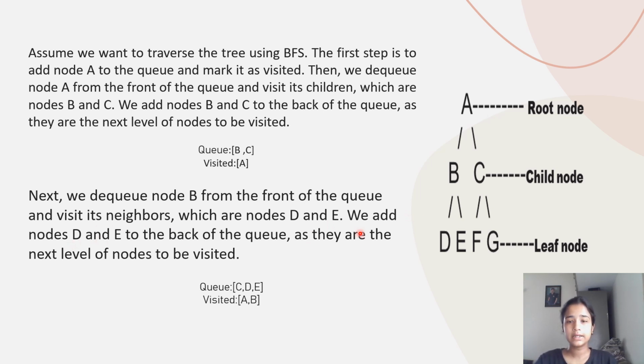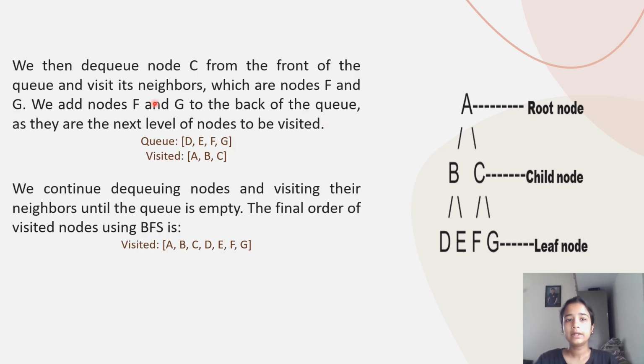We add nodes D and E to the back of the queue as they are the next level of nodes to be visited. We then dequeue node C from the front of the queue and visit its neighbors, also known as children, which are nodes F and G. So we add nodes F and G to the back of the queue as they are the next level of nodes to be visited. We continue dequeuing nodes and visiting their neighbors until the queue is empty. The final order of the visited nodes using BFS is A, B, C, D, E, F and G.